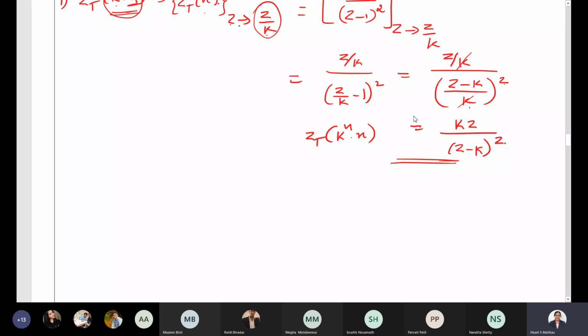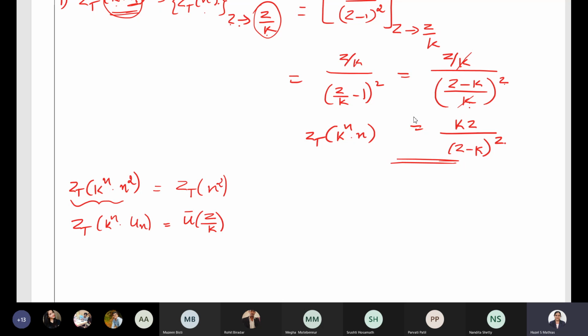Okay, now the second one I'll discuss in the same way: Z transform of k power n into n square. Remember the first property of the damping rule: Z transform of k power n into un is equal to u bar of z by k. So whenever you have Z transform of k power n into n square, we have to find the Z transform of n square where z has to be replaced by z by k. This is how you apply the damping rule. We know that the Z transform of k power n into un is u bar of z by k. So whenever you are asked to find the Z transform of k power n into n square, you find the Z transform of n square and in that replace z by z by k.